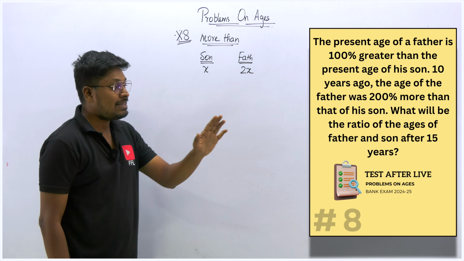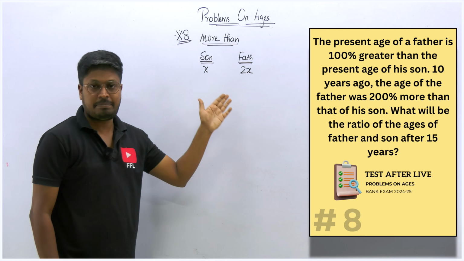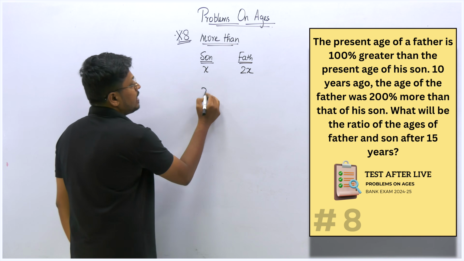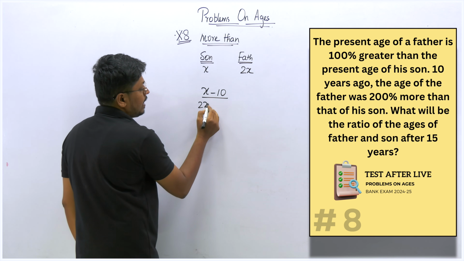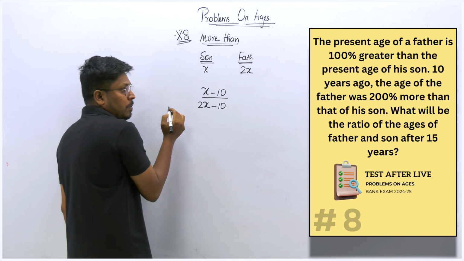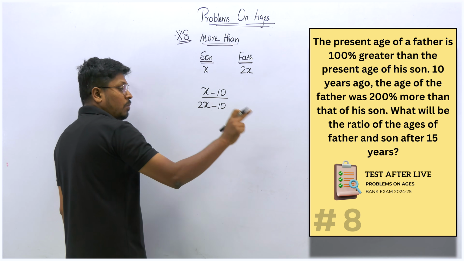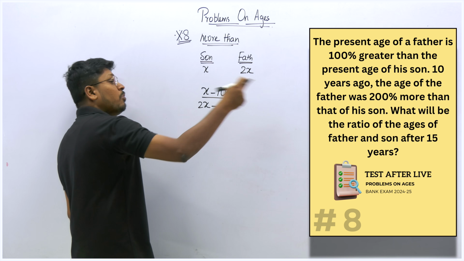So now what they are saying is 10 years ago. So they are talking about the past. So 10 years ago, the son's age will be x minus 10. What about the father's age? Father's age will be 2x minus 10 because 10 years ago. So 10 years ago, father was 200% more than the son.